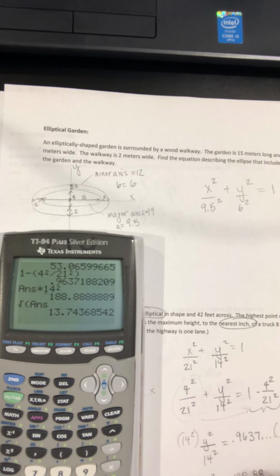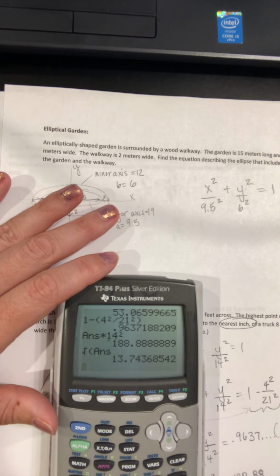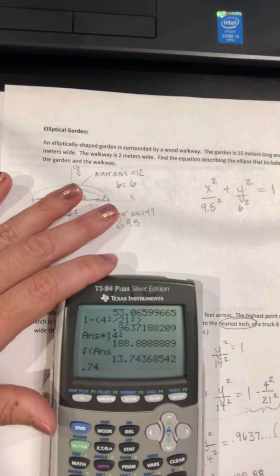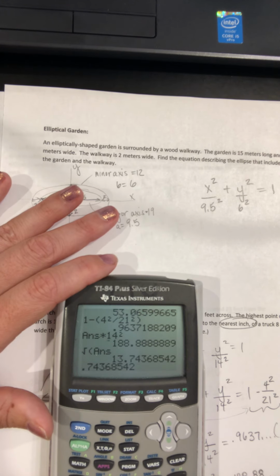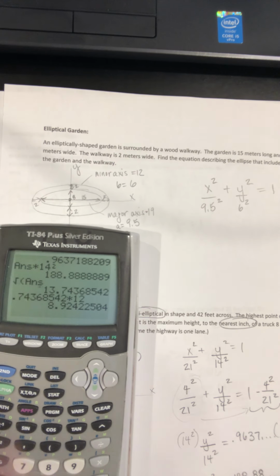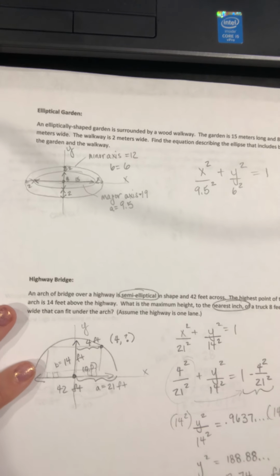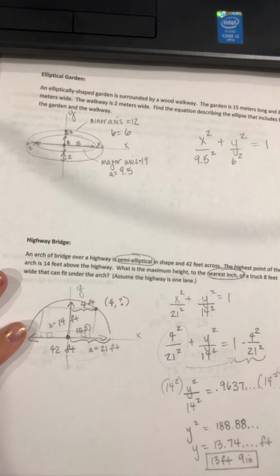But that's in feet. So remember, we want to change this into inches. So if I take 0.74368542, whatever they show me, and multiply that by 12, that tells me that I have about 13 feet, and then that would be about 9 inches, right? I would round. Sorry, that skirted right off the page, didn't it, okay?